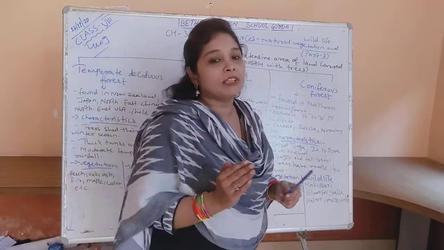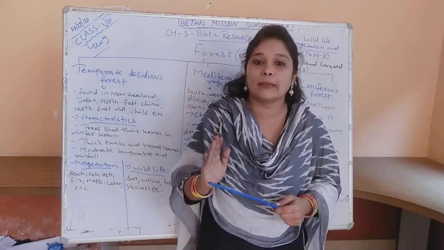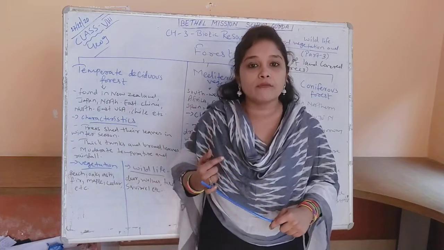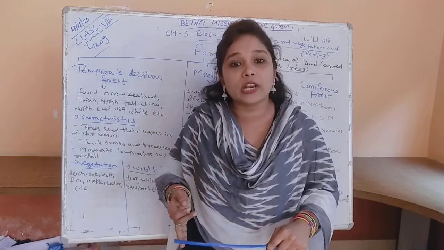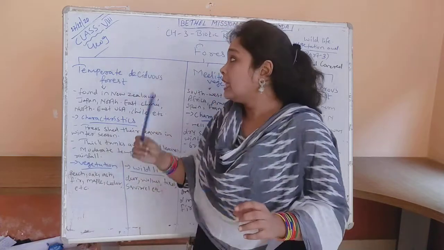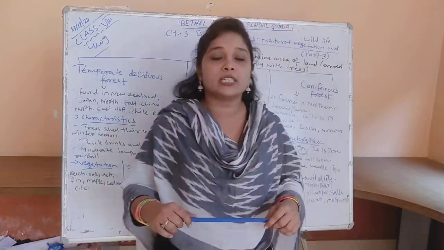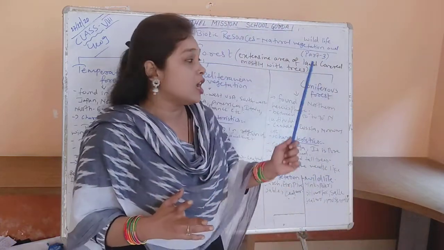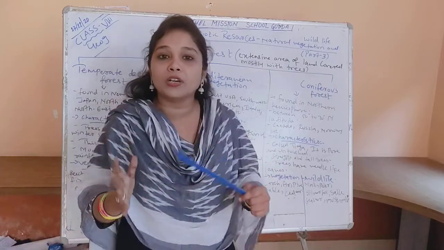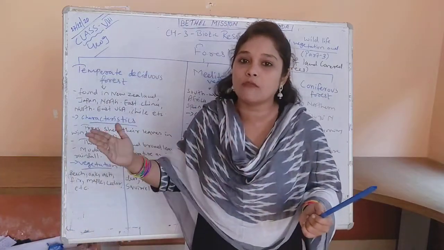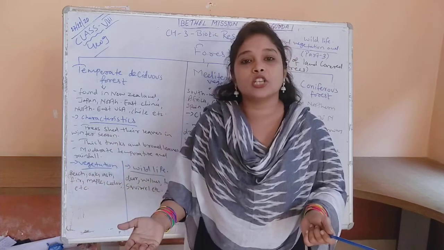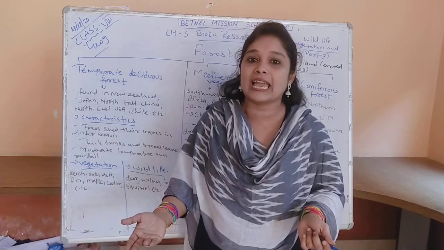So we have completed all 6 different types of forest, which are tropical evergreen forest, tropical deciduous forest, temperate evergreen forest, then temperate deciduous forest, then we have Mediterranean forest and coniferous forest. I hope you have understood all these 6 great types of forest. Now in our next session we are going to see about the grasslands and shrubs.